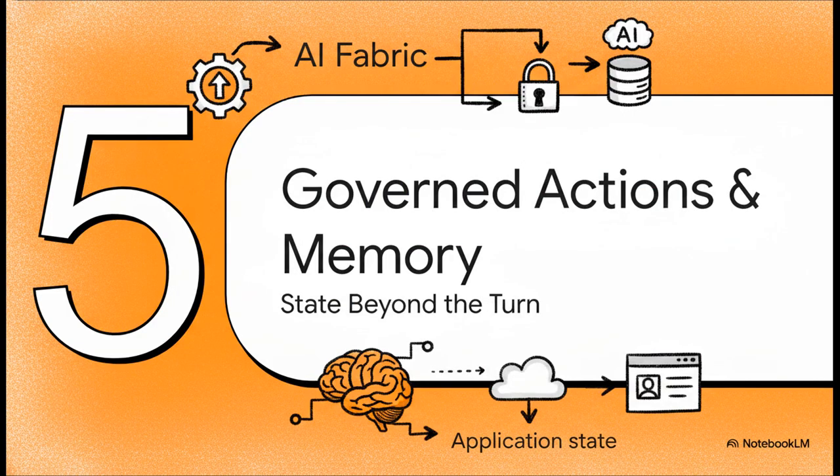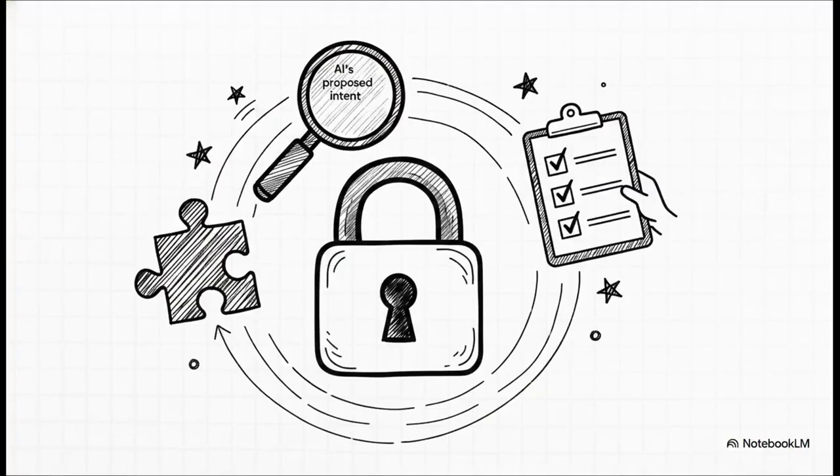All right, Section 5, Governed Actions and Memory. Let's look at state beyond the turn. So how do we handle a user asking the AI to actually change data in your app? We use governed actions. Remember, the LLM is just guessing intent. It is not executing code.